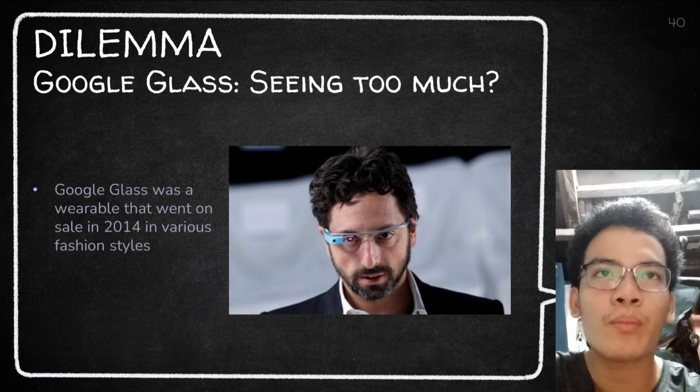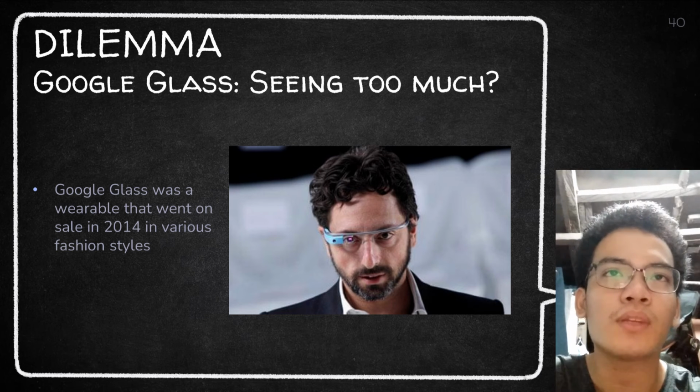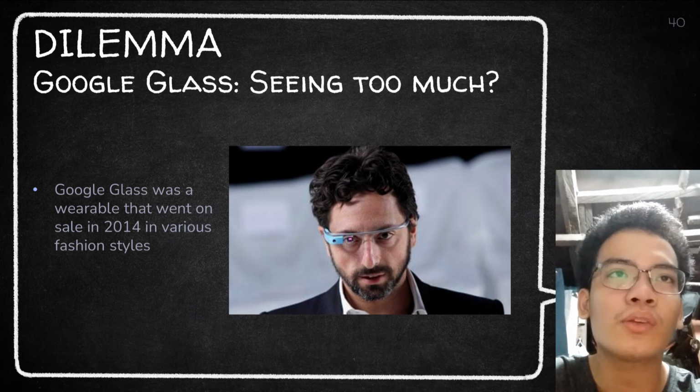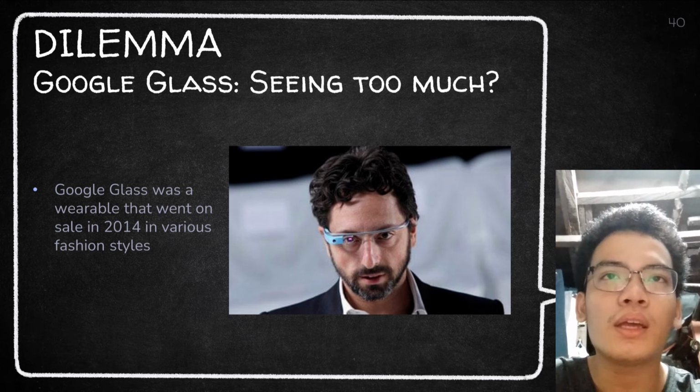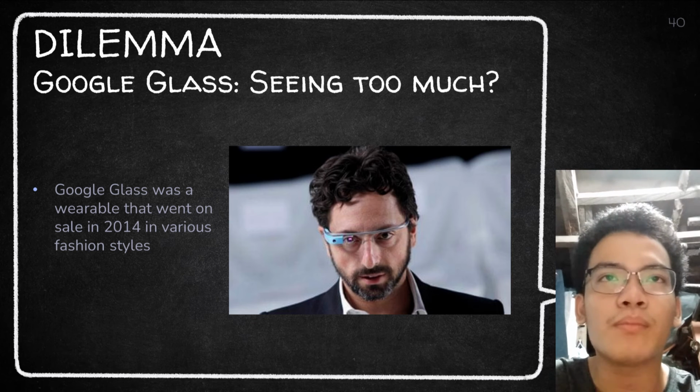Google Glass was a wearable that went on sale in 2014 in various fashion styles. It was designed to look like a pair of glasses, but with one lens of the glass being an interactive display with an embedded camera that could be controlled with speech input. It allowed the wearer to take photos and videos on the move and look at digital content, such as email, text, and maps. The wearer could also search the web using voice commands, and the result would appear on the screen.